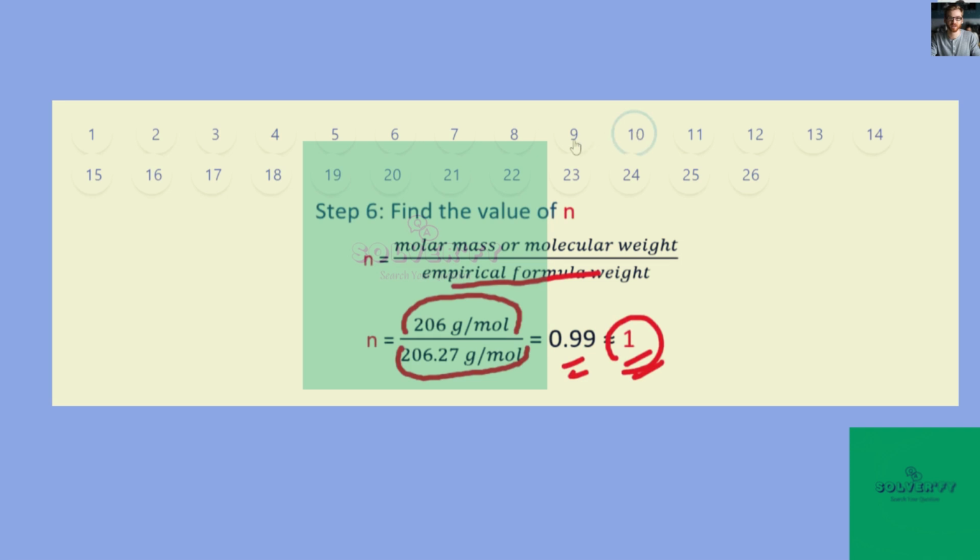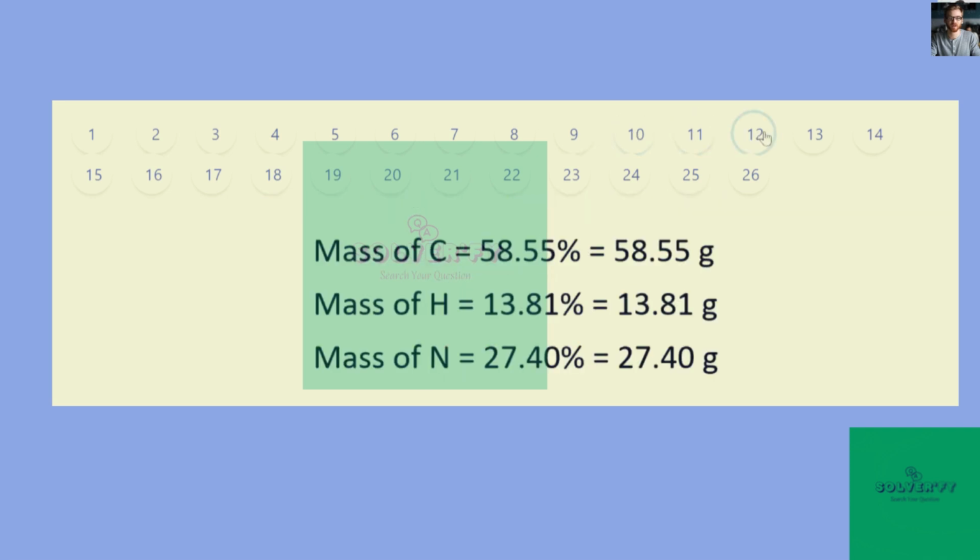Now we move to our next problem. In part B, similarly, we first convert the percentage to mass in grams. In this case we have carbon, hydrogen, and nitrogen, and we have converted all the percentages simply to grams. We considered the whole mass as 100 grams, and that's why this 58.55% is now 58.55 grams, and the same for hydrogen and nitrogen.